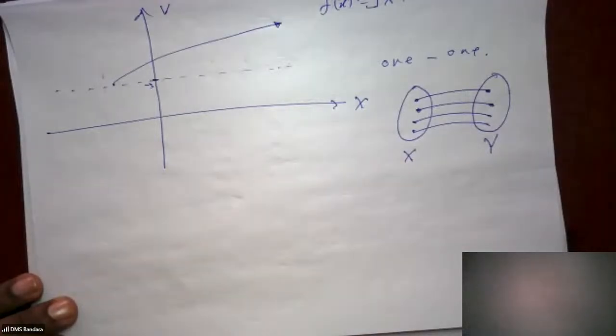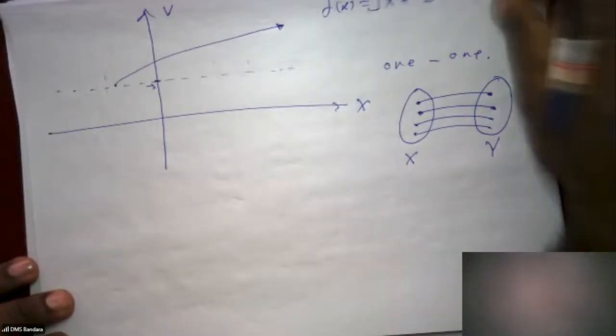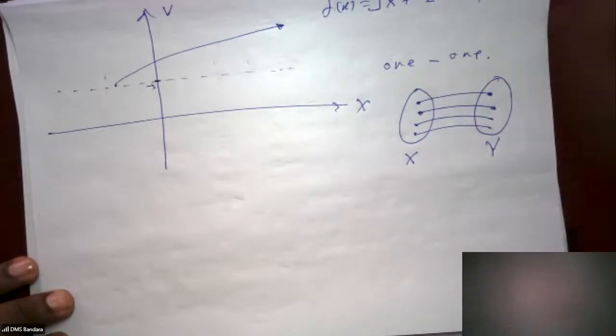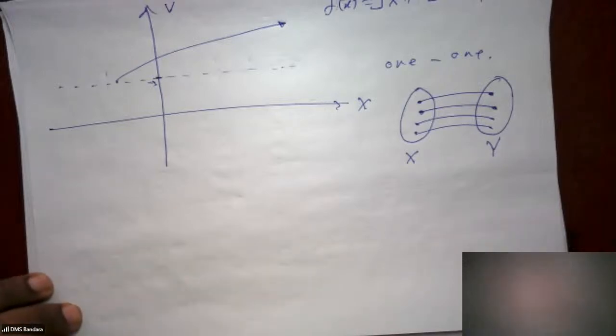It's like marriage laws in some Asian countries. Over the law they can, but according to our law, one man can marry one woman. That is one-to-one. So how do we check that a function is one-to-one?